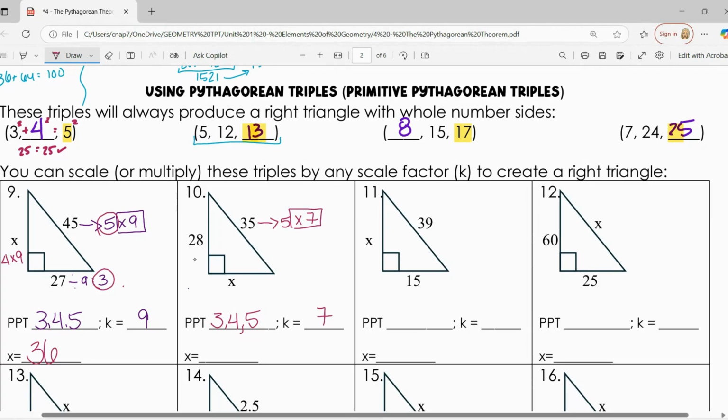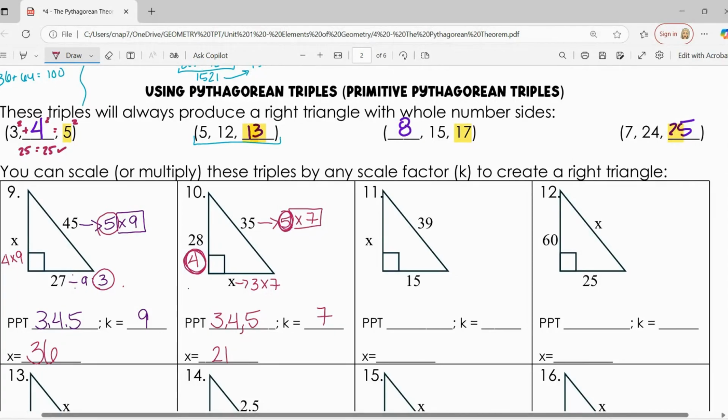28 divided by 7 is 4. And so I know that this is my 4 side times 7. This is my 5 side times 7. So this base has to be 3, and then times 7 for the scale factor gives me 21.